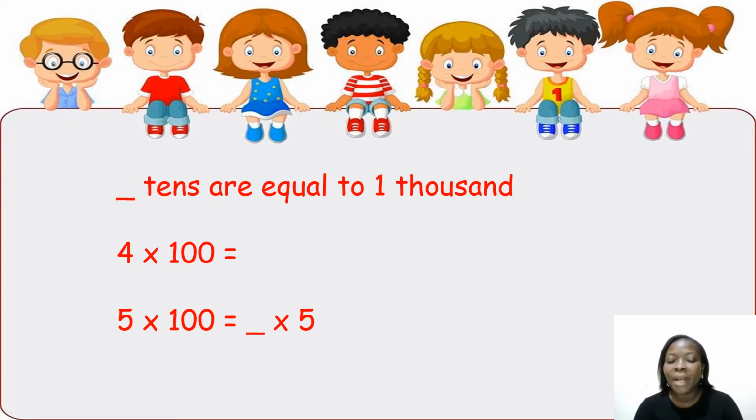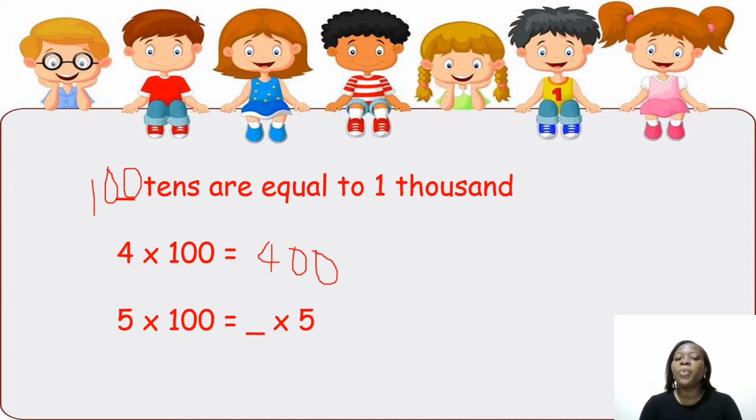Okay, welcome back. Let's see how you were able to answer the questions correctly. Now, how many tens are there in 1000? We know there are 100 tens in 1000. If you've written 100, thumbs up to you. Now, 4 times 100, or 4 multiply 100, will give us 400. If this is your answer, well done.